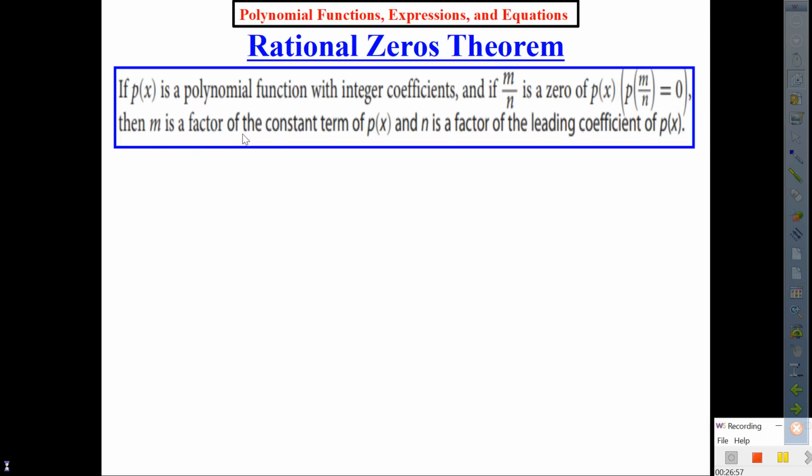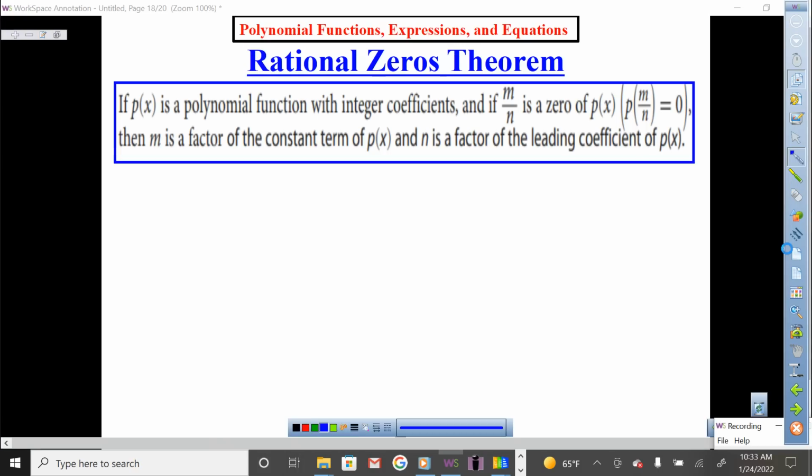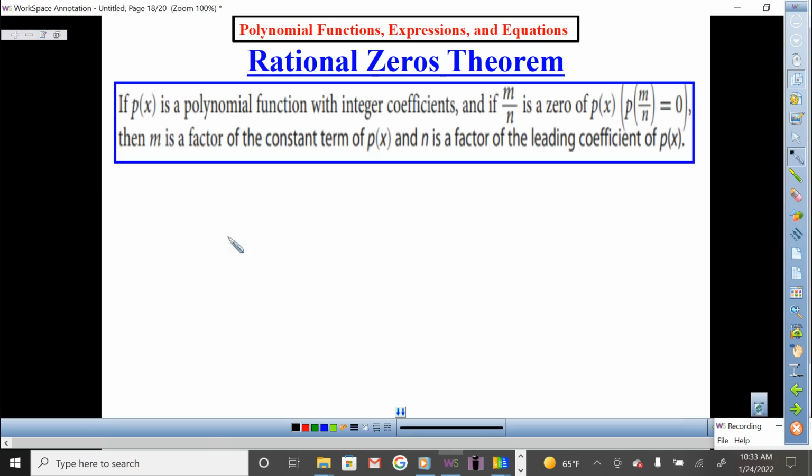then m is a factor of the constant term. Does that sound familiar? Constant term? Yes. Of p of x. And n is a factor of the leading coefficient. Does leading coefficient ring a bell? Yes. You're saying, what does all that mean, Mr. Q? Well, write this down, example Q. I'm going to go over the theorem as an example. So like that, it's easier to understand.